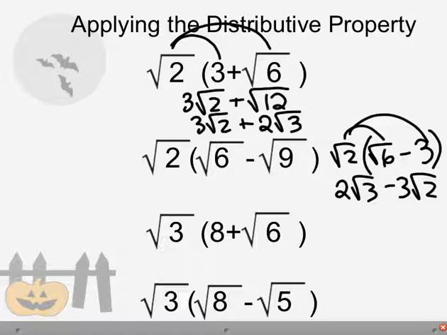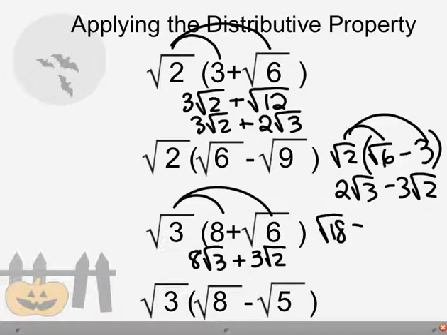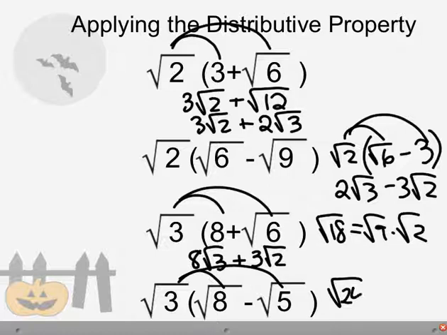All right, keep expanding here, and we get 8 root 3 plus the square root of 18, which is just 3 root 2. Think about the square root of 18 as the square root of 9 times the square root of 2, so we get 3 root 2. And lastly, we get the square root of 24 minus the square root of 15. Square root of 15 can't be simplified, but the square root of 24 can, to 2 root 6 minus the square root of 15. And none of those are like terms, so we can't combine them together.